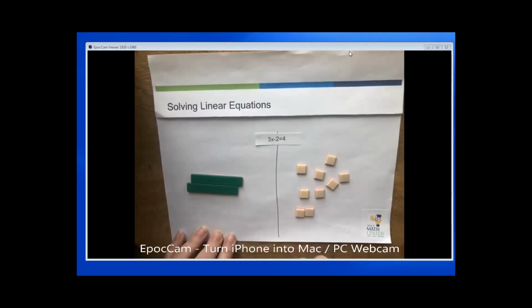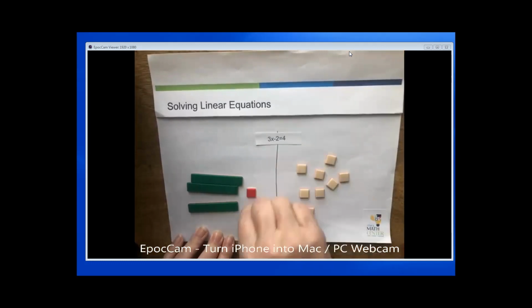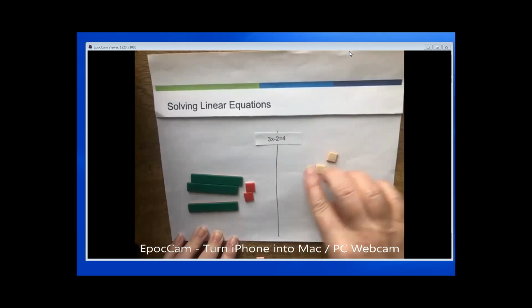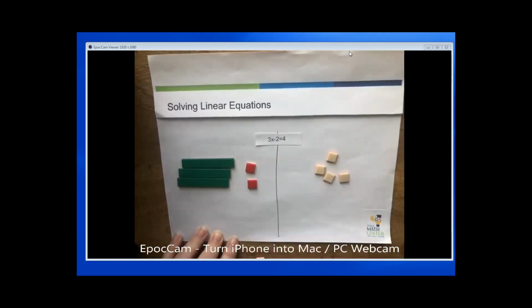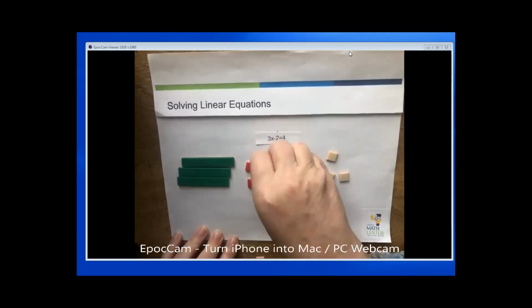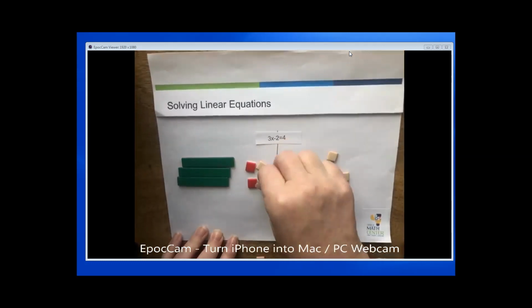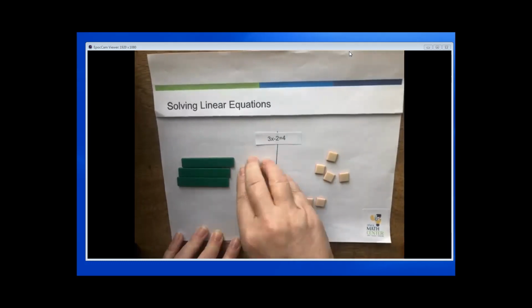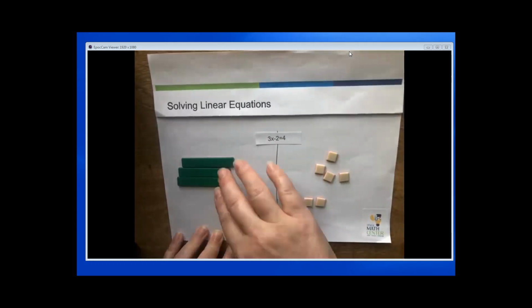3x minus 2 equals 4. So again, we need to balance out. I want to get rid of these from this side, and if I bring in 2 to make a 0 pair here, I have to bring in 2 to this side. I can 0 pair, and then look at this.